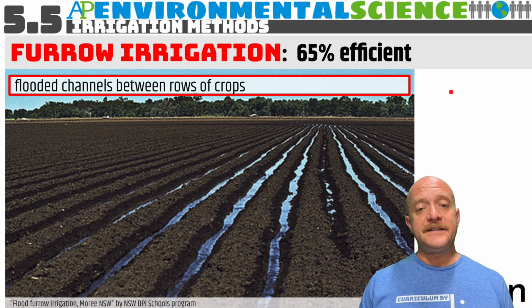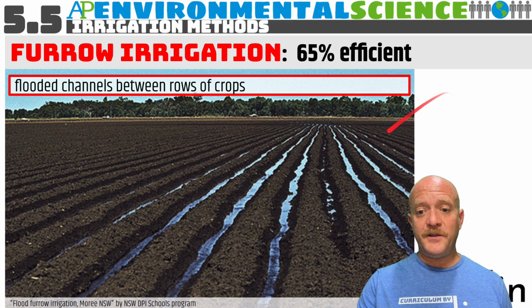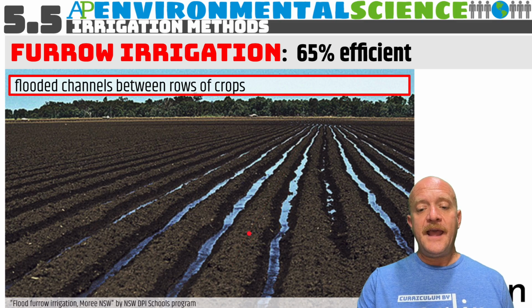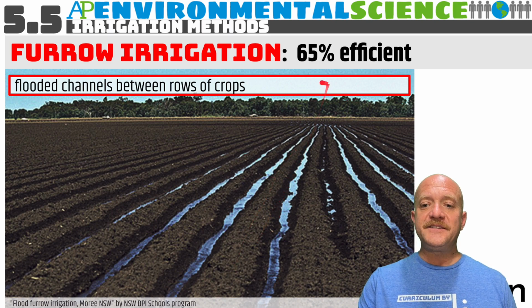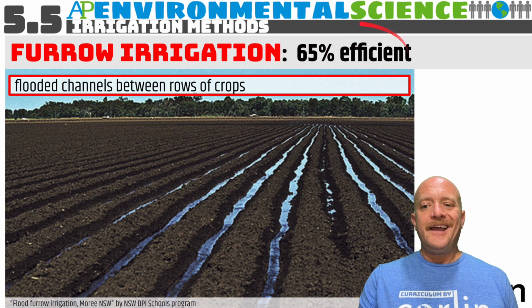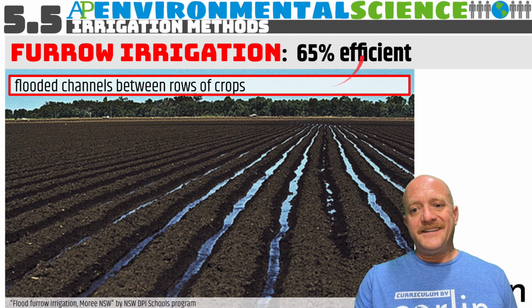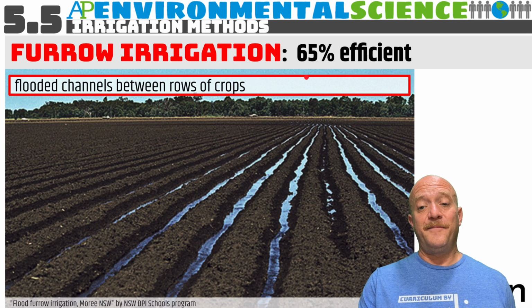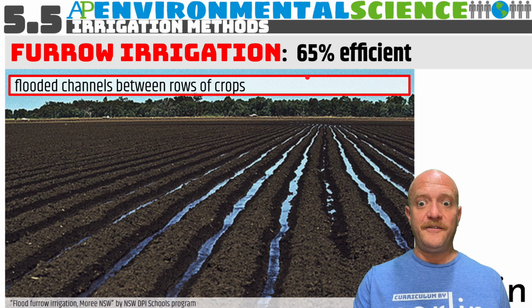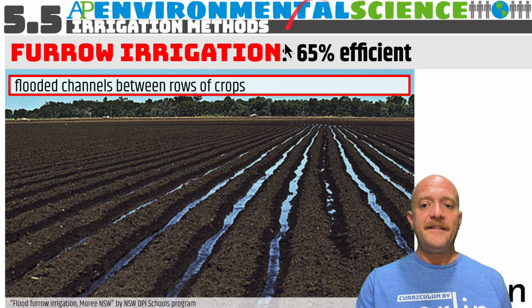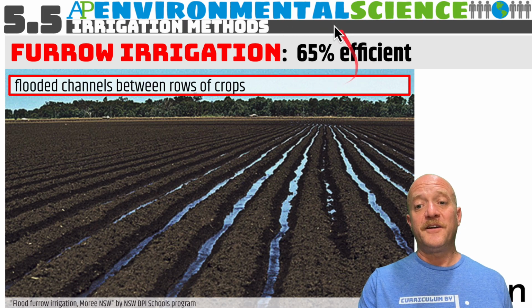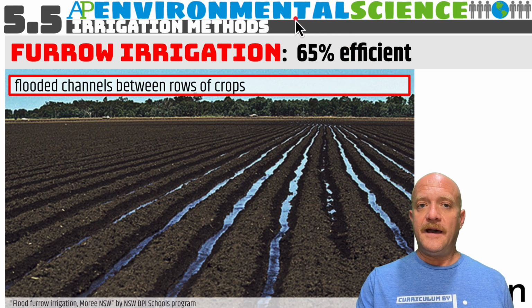So the first method is furrow irrigation, where you dig channels between the rows, so the plants would be on these raised mounds, and the idea is that the water will soak in where the roots are. Now this is only 65% efficient. You don't really have to understand the percentages because there's a lot of discrepancies. Some different sources say different amounts. It's really frustrating because you can't find a reputable source that will give you an actual number. The different textbooks have different amounts. But generally speaking, furrow irrigation is the least efficient method.